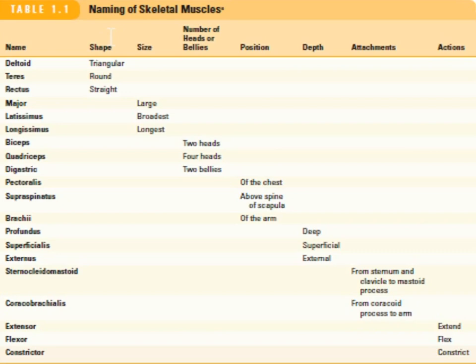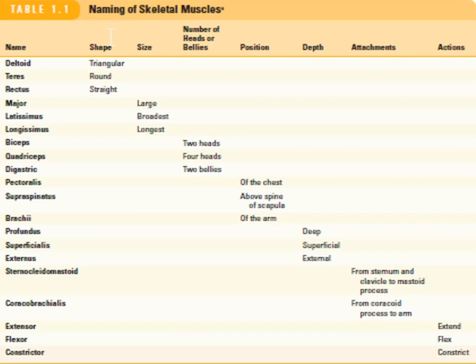Kwa hiyo kwenye size kuna zile ambazo zenyewe ni large. Kwenye size we have large zinapewa jina major. We have broadest zinaitwa latissimus, and we have longest ambazo zinaitwa longissimus. So kwa mfano kuna muscle moja ambayo iko kwenye back inaitwa latissimus dorsi. The word latissimus, it is because it is broad, and dorsi it is because of position, iko nyuma, yani dorsal. Kwa hivyo ndivyo ambavyo tunaenda.